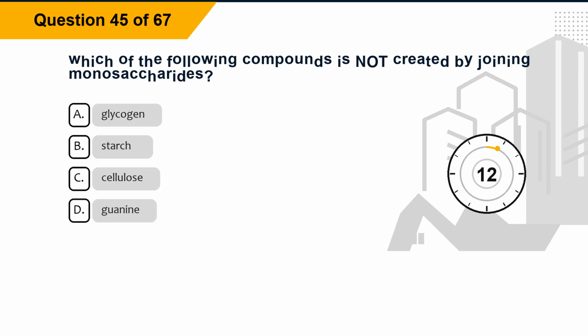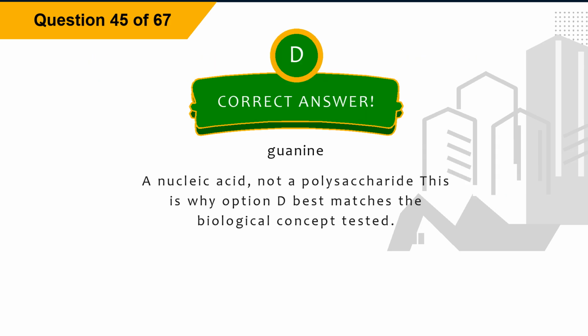Question 45. Which of the following compounds is not created by joining monosaccharides? Option A, glycogen. Option B, starch. Option C, cellulose. Option D, guanine. The correct answer is option D, guanine. Explanation: guanine is a nucleic acid component, not a polysaccharide. This is why option D best matches the biological concept tested.